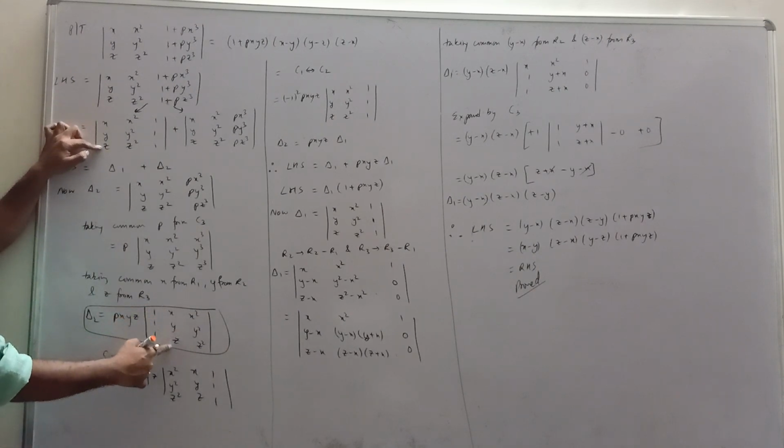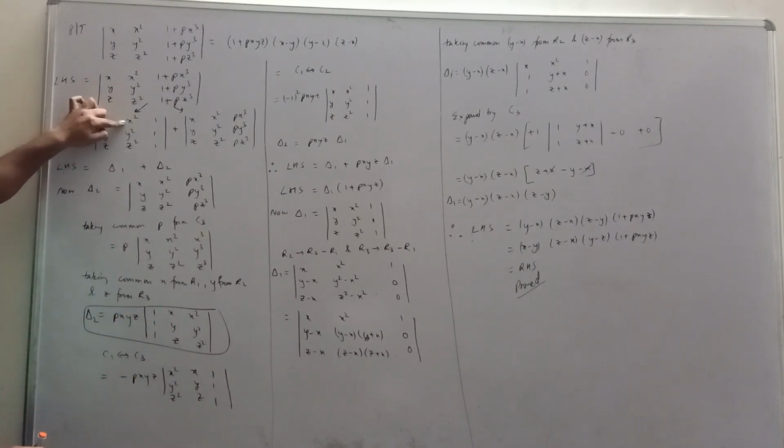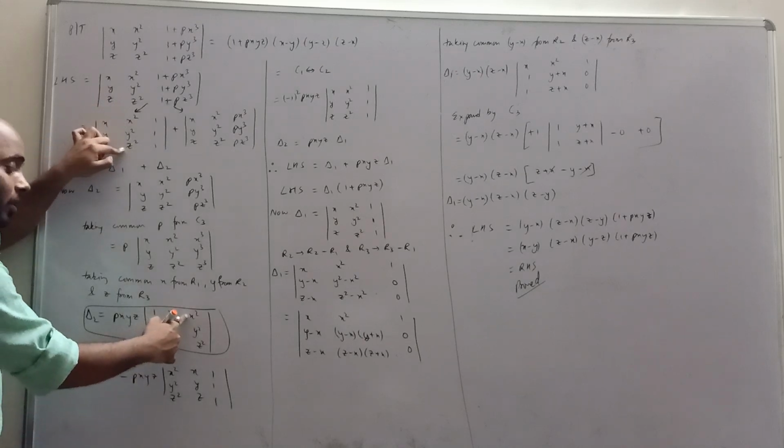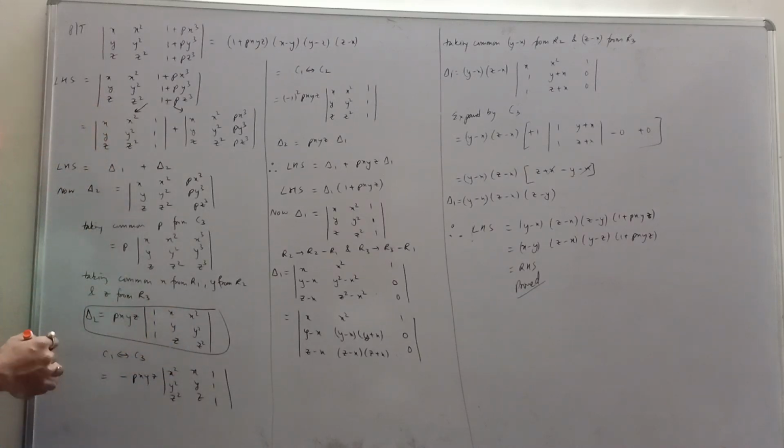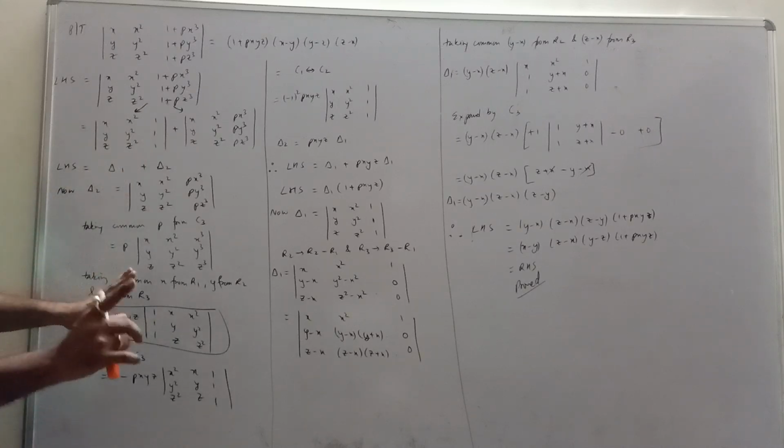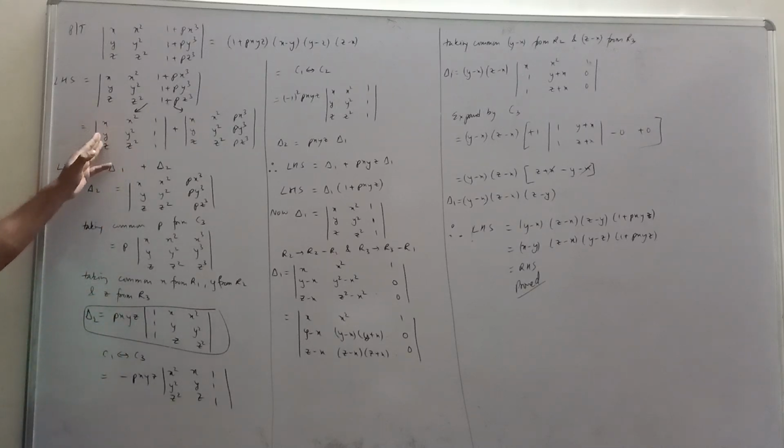Here the second column has x, y, z. Here the second column has x square, y square, z square. Here the third column. What I mean to say is that if I see column-wise, they are the same. Here also in del 1, in one column we have 1 1 1. Here also in one column we have 1 1 1. Here also in any one column. You understand how to observe? You have to check rows and columns.